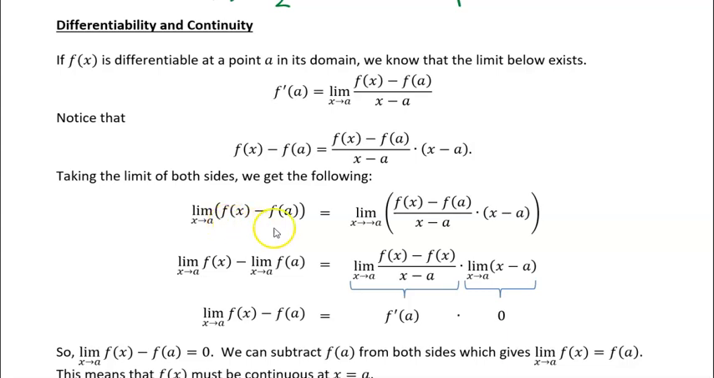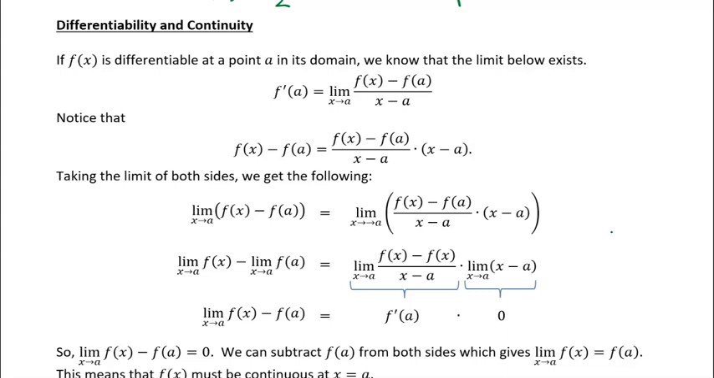We're going to take the limit of both sides of that previous equation. On the left-hand side, we can distribute that limit, because we know that f(a) is just a constant. It's whatever the value of the function is at a, and we've said that a is in its domain, so it has to exist. And so we can distribute that limit using the properties of limits.